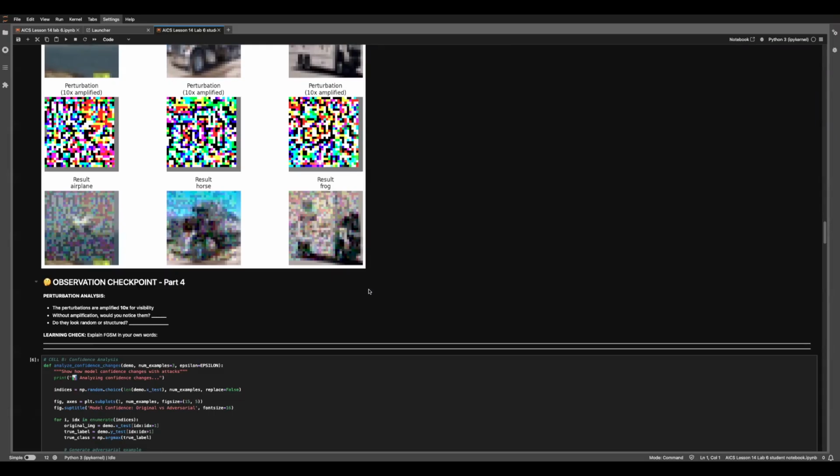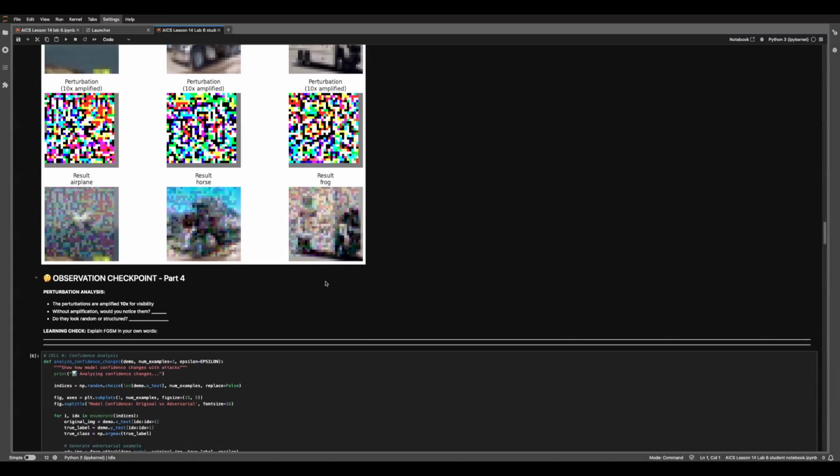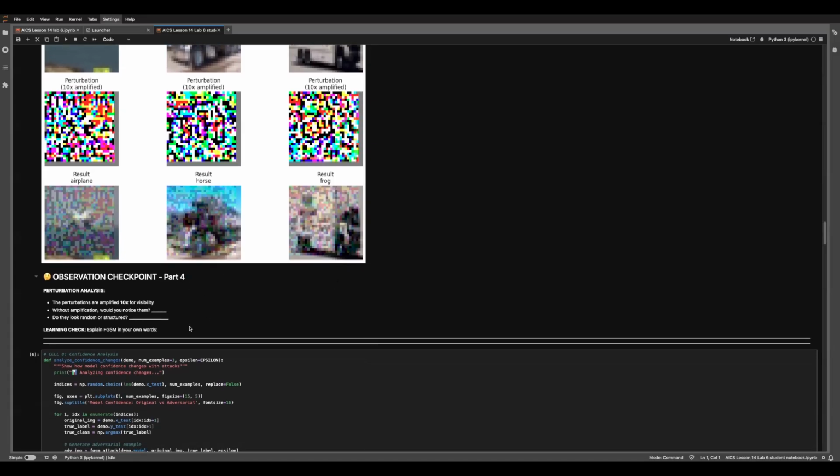Again, computers are not as good at looking at things. They look at them differently. This is all about math. This is not about does it look like a thing or does it look like another thing? And that's how we're able to fool it by doing these perturbations. So here's your checkpoint part 4.